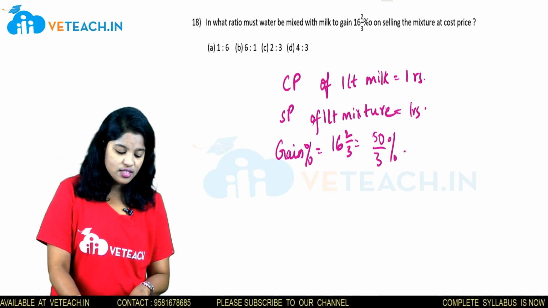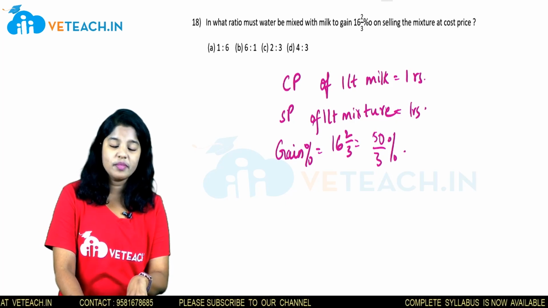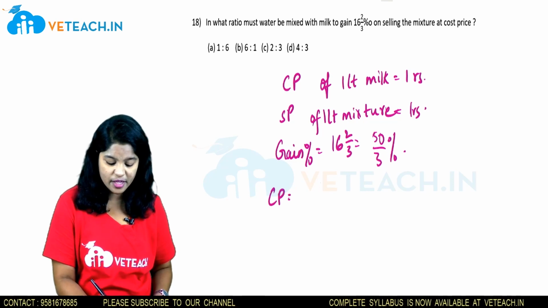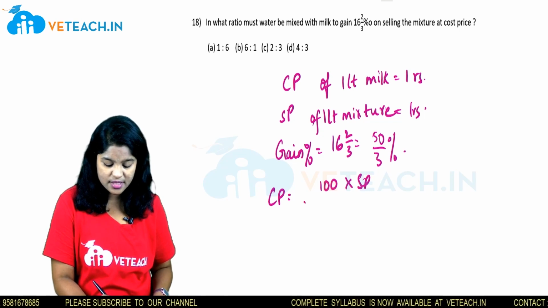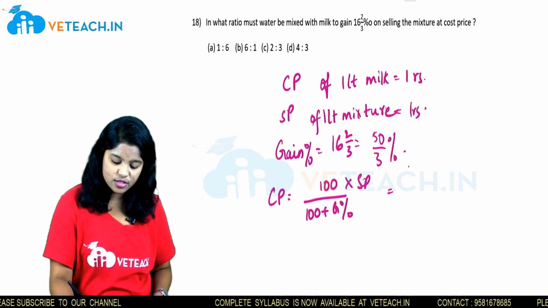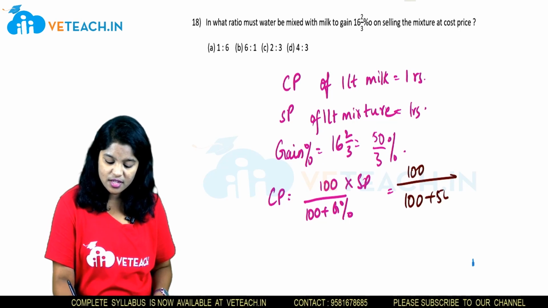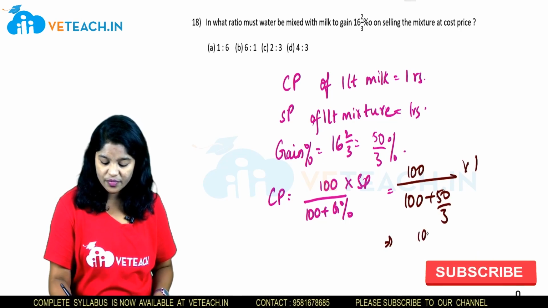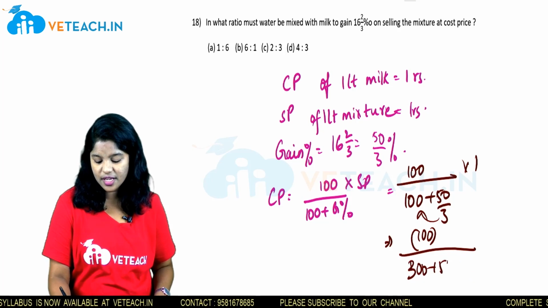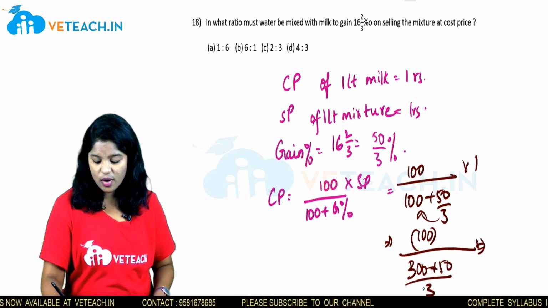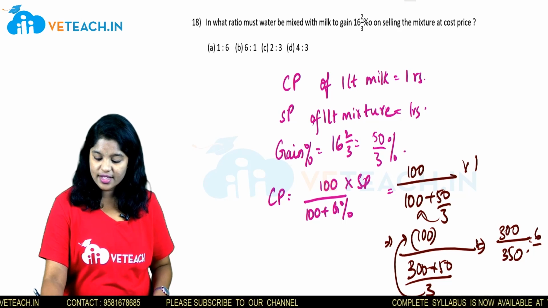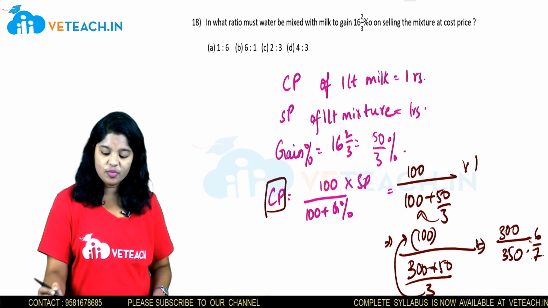Now we have to find out the ratio of water to be mixed with milk. The cost price of 1 liter of mixture will be equal to 100 into selling price divided by 100 plus gain percentage. So that is equal to 100 by 100 plus 50 by 3, into 1. Take LCM, we will get 100 divided by 350 by 3, that is 300 by 350. So that is 6 by 7. Now the cost price of 1 liter of mixture is 6 by 7.